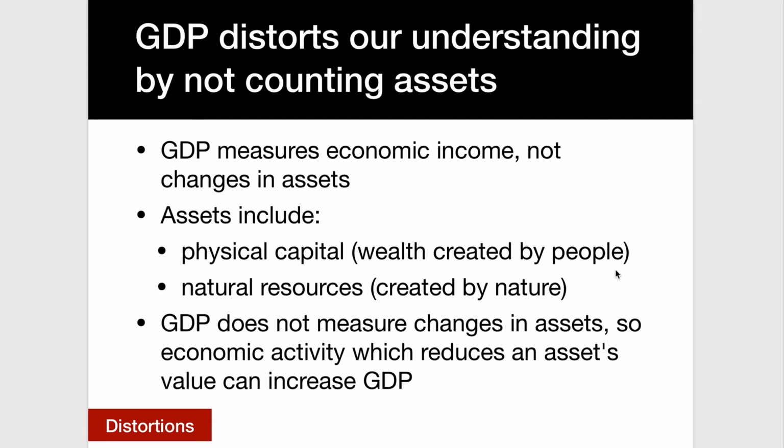The most durable goods that we produce are things like roads and bridges, infrastructure. But there's also natural resources, that which is created by nature. These are the assets of planet Earth, broadly speaking. GDP does not measure any changes in these assets. That is, it's a pure income measure. That means that economic activity which reduces an asset's value will increase GDP.